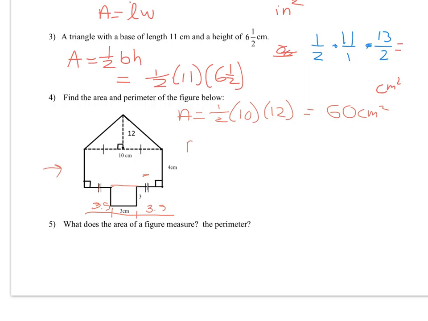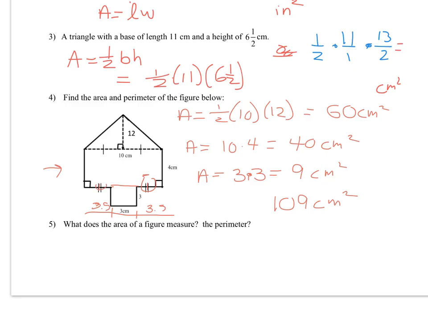So the bigger rectangle is just base times height, which is 10 times 4 equals 40 centimeters squared. The smaller rectangle is just 3 times 3, base times height, which is 9 centimeters squared. We just have to add these together, so the total is 109 centimeters squared. Didn't really even need these if you're going to do it this way, and you've already got the area.